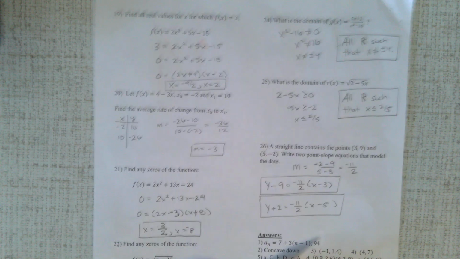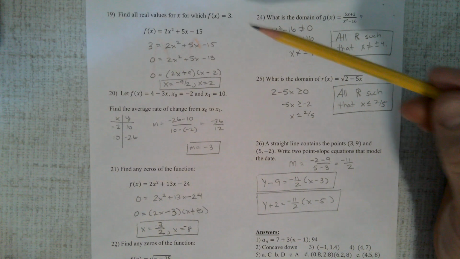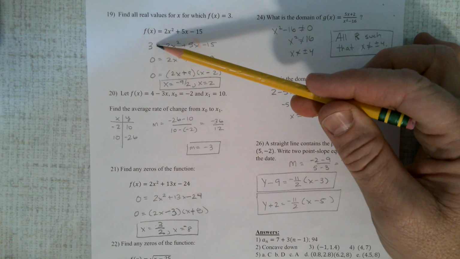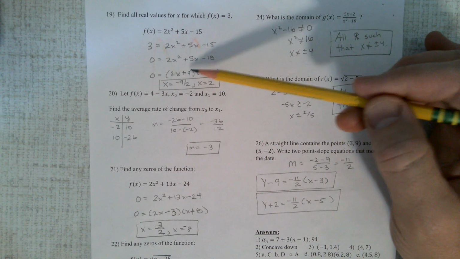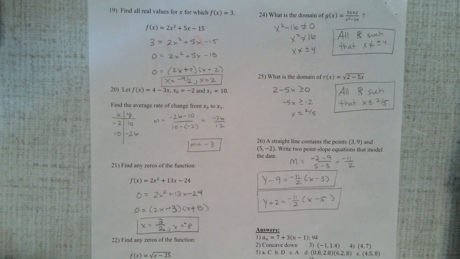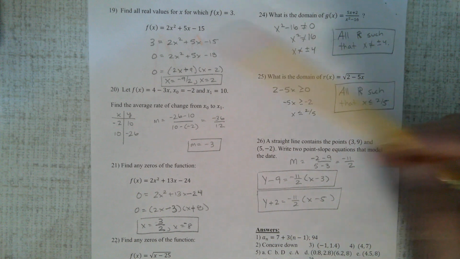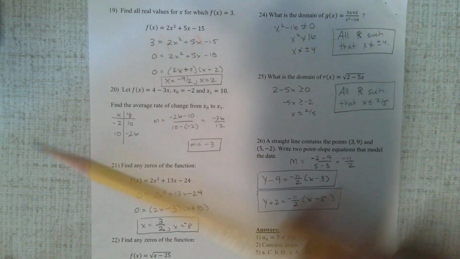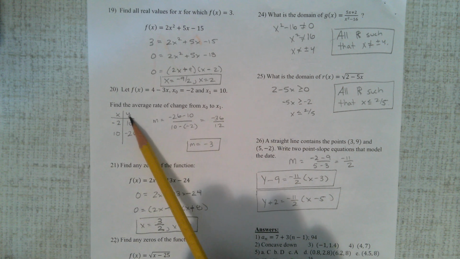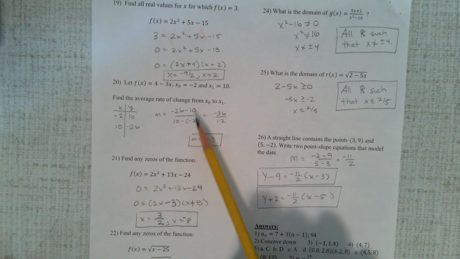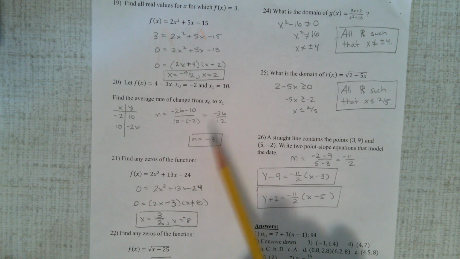On the back, find values where f of x is 3. The 3 goes there, then you can move it over. You can solve this by factoring, or the quadratic formula will get there. Average rate of change is just slope. Take your 2 x values, plug them into the equation, get the corresponding y values, do the slope formula, you'll have your slope.